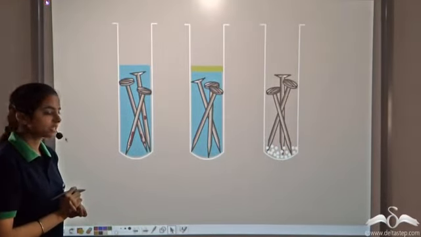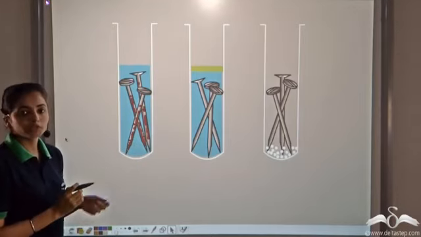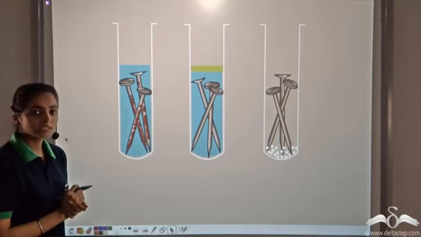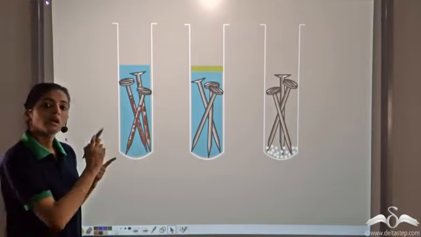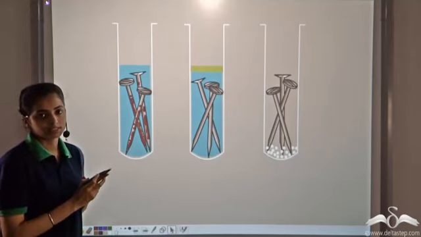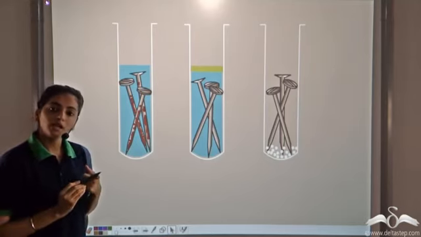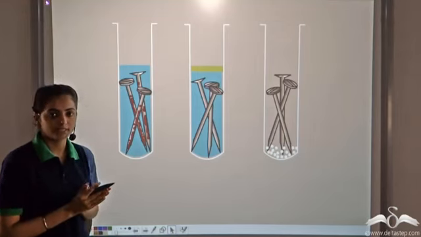If they are left for some time, it is observed that the iron nails present only in the first test tube develop this reddish brown coating. This means the iron nails which were exposed to both water and oxygen are getting rusted. So, this proves that both oxygen and moisture are important for corrosion or rusting to take place.